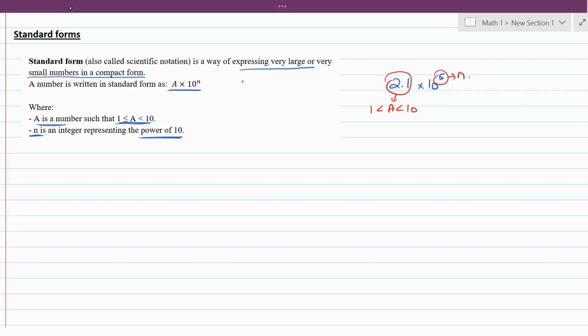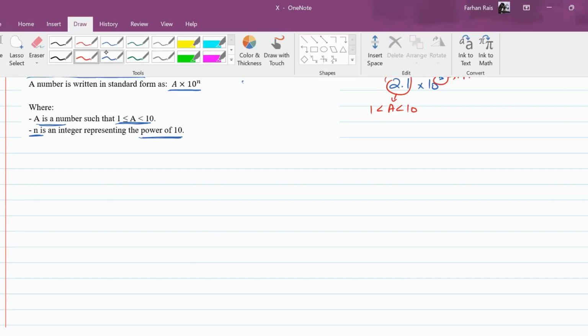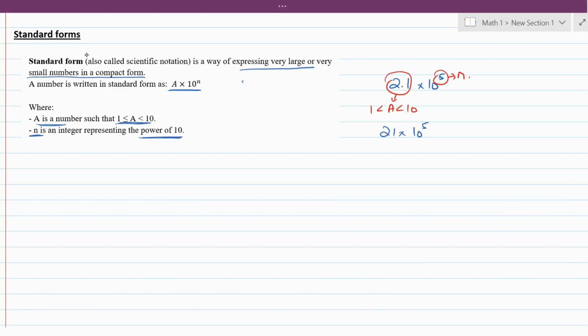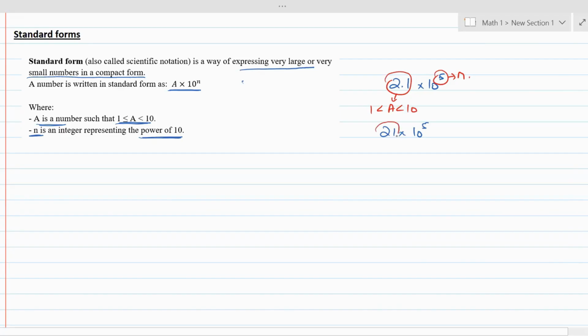But if I write this as 21 multiplied by 10 raised to the power 5, then this will not be a standard form. Why? Because this 21, which is a, is not in between 1 and 10. Okay, so this is not a standard form, but this is a standard form.